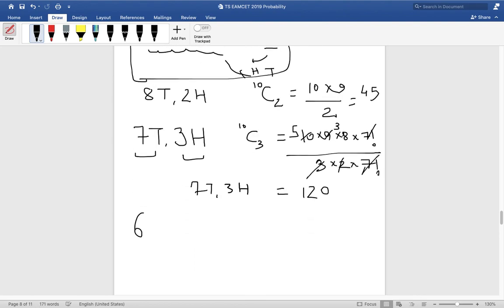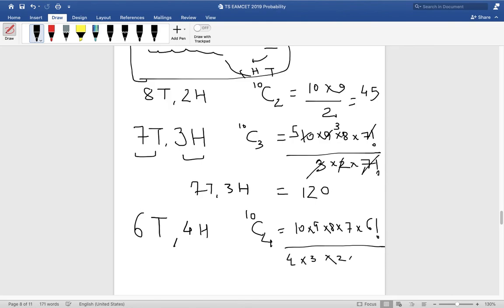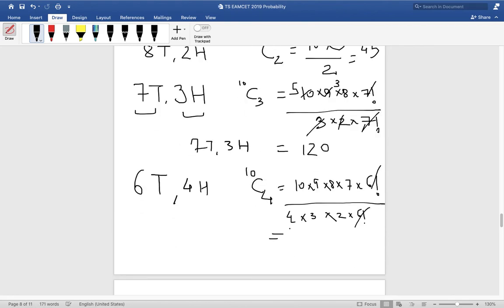Okay, the last one is 6 tails, 4 heads. You get this one in 10C4 ways, which is 10 times 9 times 8 times 7 times 6 factorial divided by 4 times 3 times 2 times 6 factorial. This gets cancelled. 4 times 2 gets cancelled with this. 3 gets cancelled with this. 7 times 3 is 21, times 10 is 210.